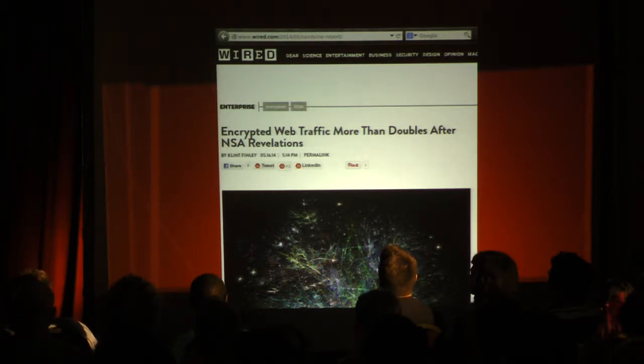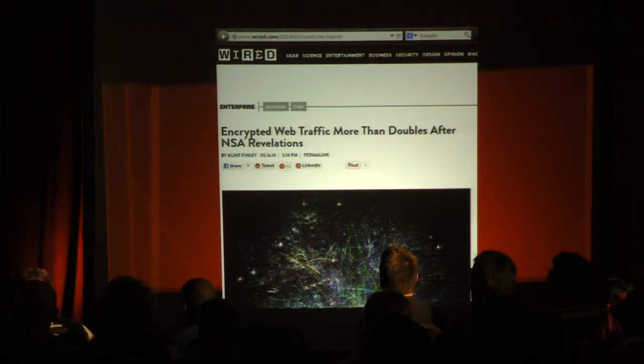So after all of this, there was this report recently in Wired that said encrypted web traffic more than doubles after NSA revelations. That's pretty dramatic. But what did that actually mean?